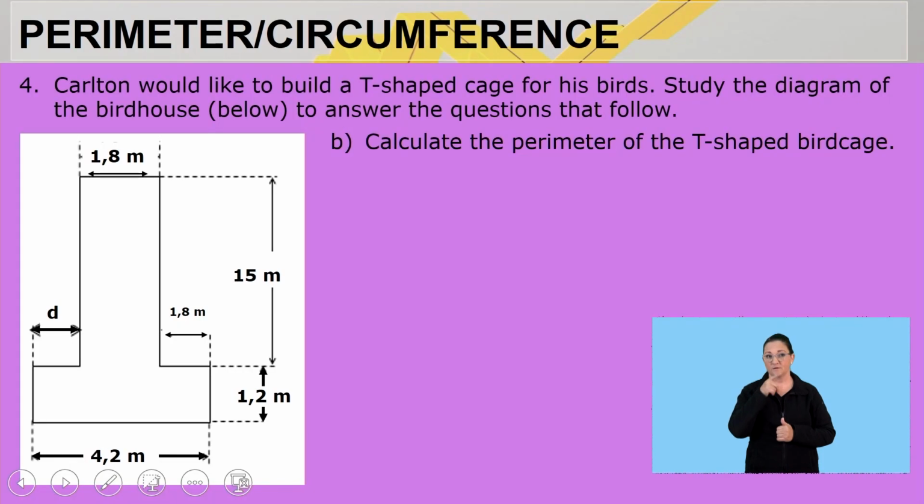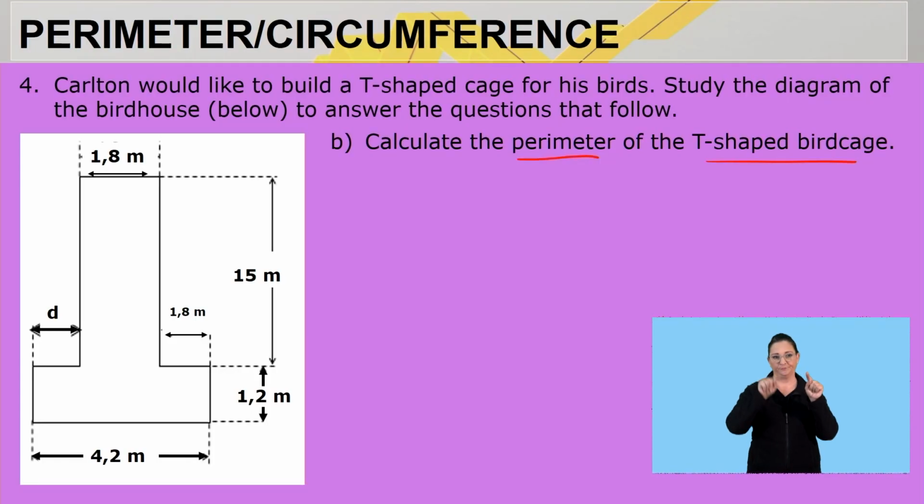So question number 5. No, not yet. There's another question here. So that will be 4B. Number 4B says, calculate the perimeter of the T-shaped bird cage. Now, guys, remember, perimeter is what? The total distance around the shape, the boundary of any given shape. So always good practice: start at a particular point and work your way around it. So I will start here at 1.8.